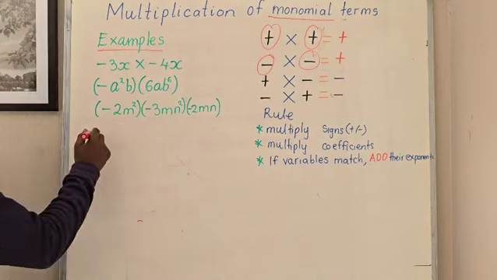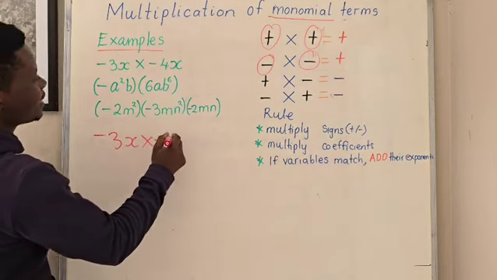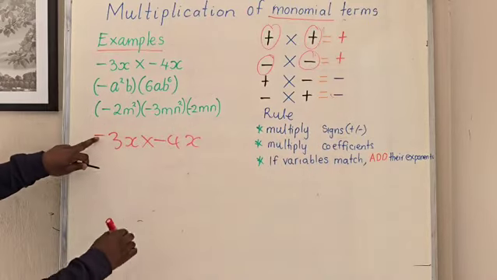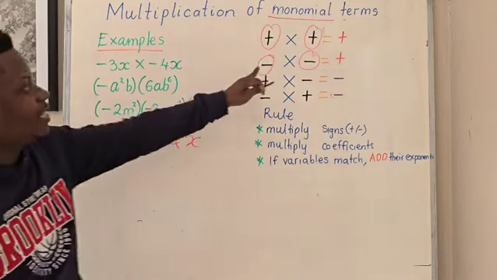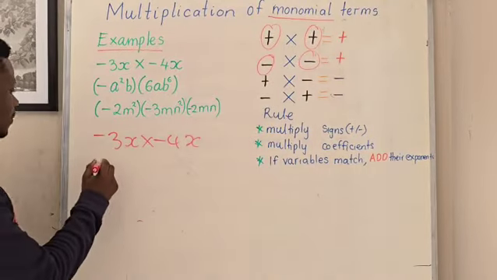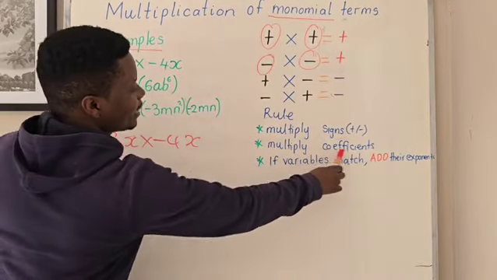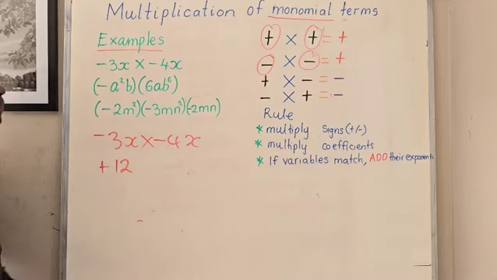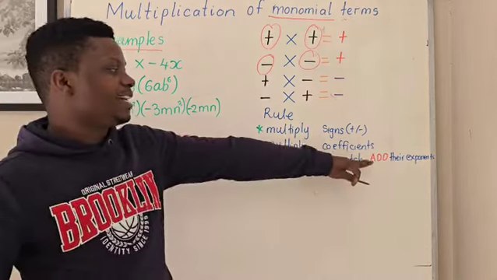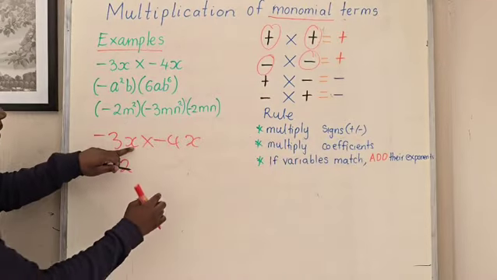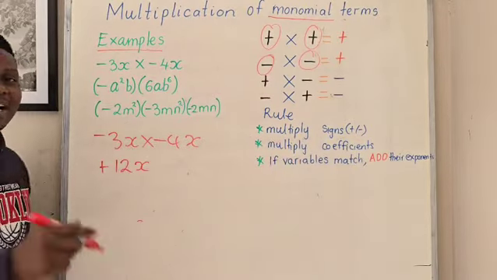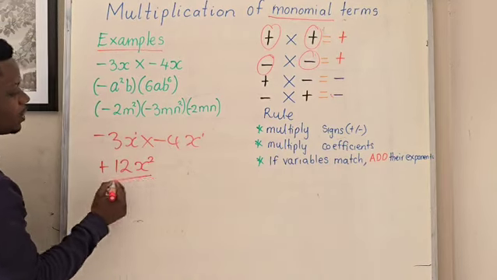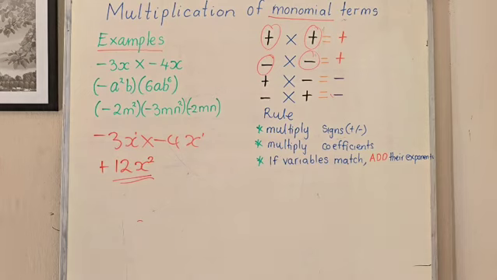Here's the first example. I have negative 3x times negative 4x. So what do I do? I multiply the signs. A negative here times a negative, they are the same. Because they are the same, you get a positive. Then we multiply the coefficients, which is 3 times 4, we get 12. And if the variables match, add the exponents. There's the variable x and x, they are matching. So I add their exponents, those small numbers here. 1 plus 1, that's 2. So this is our final answer.